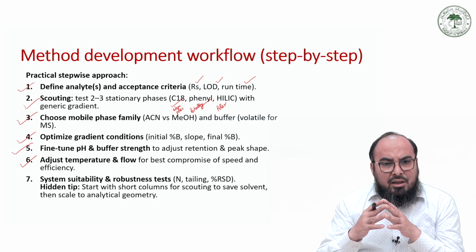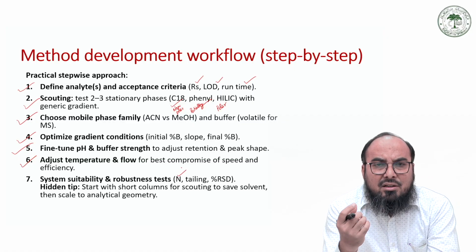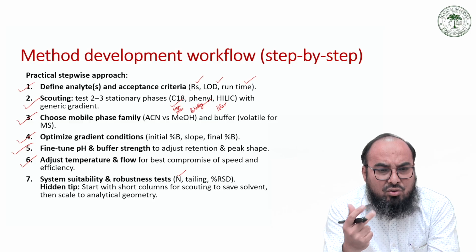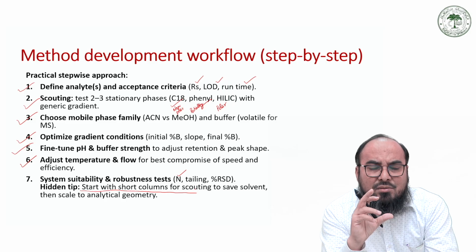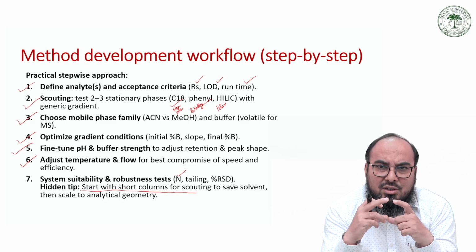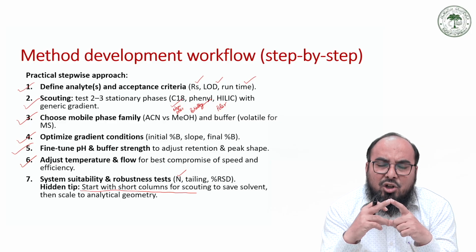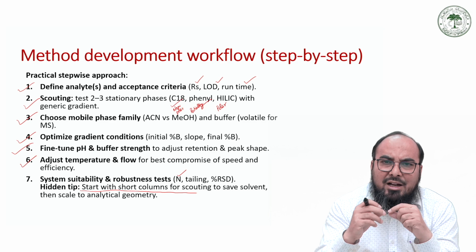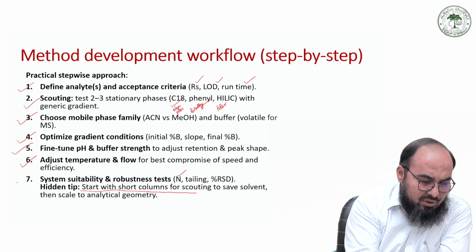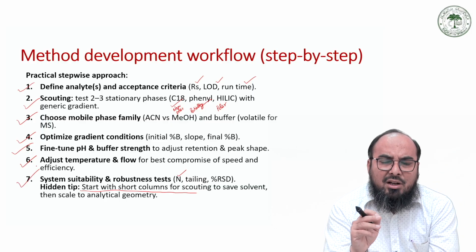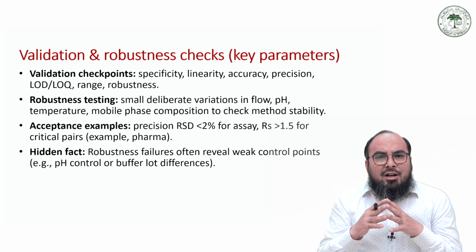Similarly, sustainability and robustness test, that is, you have to look at the value of the efficiency, you have to avoid tailing, and you have to start from taking small or short columns, because if you are using short columns, you always need a small amount of solvent. Once the optimization is done, you can increase the column length, and of course, if you are using a long column, then you need a large amount of sample. So before that you have to do optimization, and then you have to go for throughput screening. Now, validation and robust check.